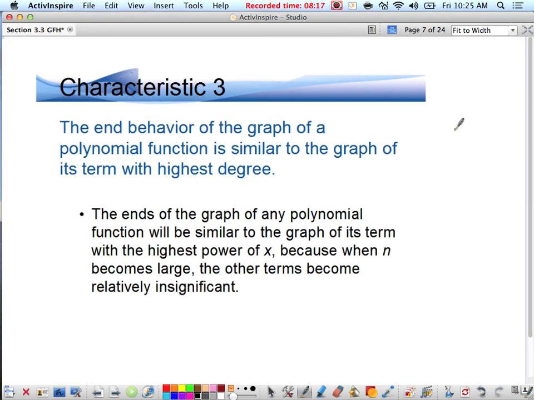So here's the actual slide that explains that the end behavior is the same. Remember when I told you guys that if it's an even power, both sides will either go up or down? But if it's an odd power, one will go up and one will go down, depending on whether it's positive or negative for that highest degree. That's all this slide is trying to tell you. So you probably already have figured that out by now.